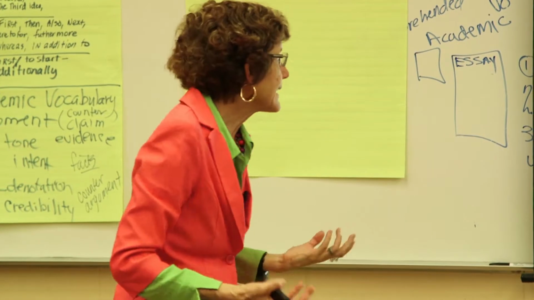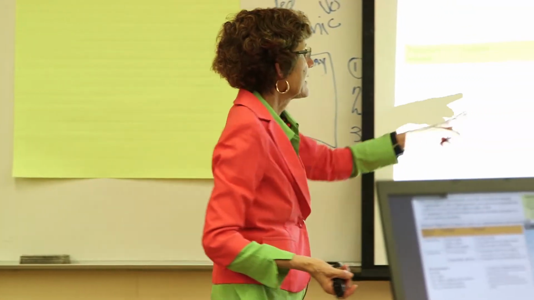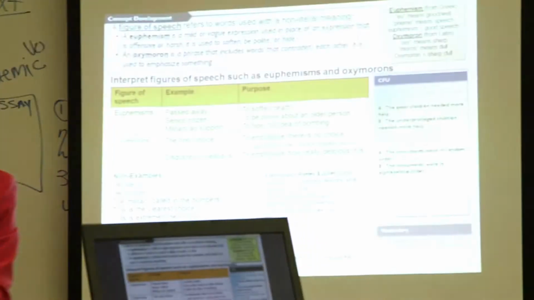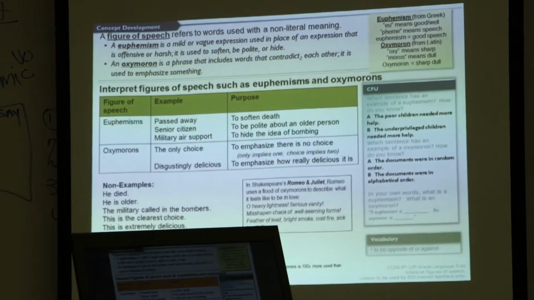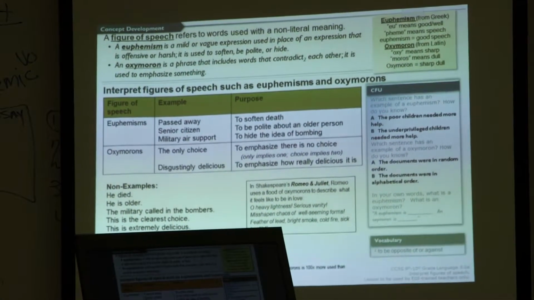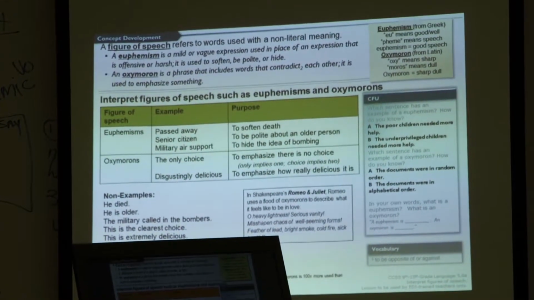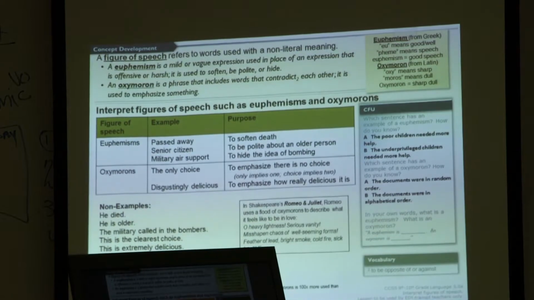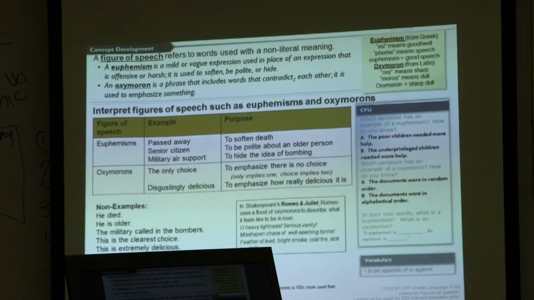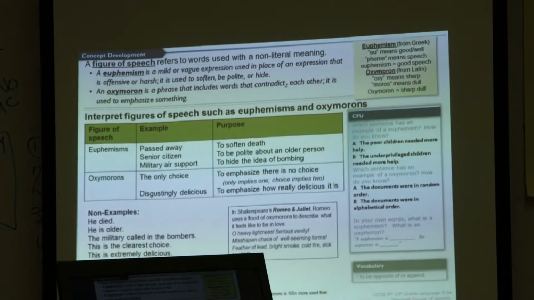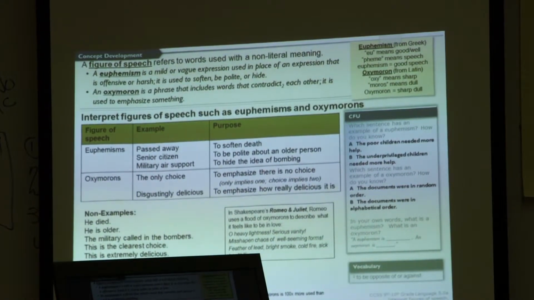And why are we doing that? Let's take a look at this one. To emphasize there is no choice. So when your mother tells you the only choice that you have is that you will clean your bedroom before you go out, how many choices do you have? One. One choice. There is no other choice, isn't it? That's what an oxymoron is.